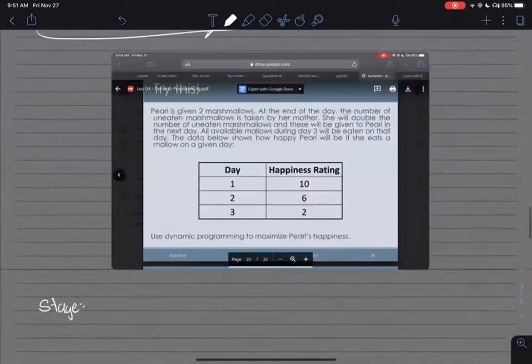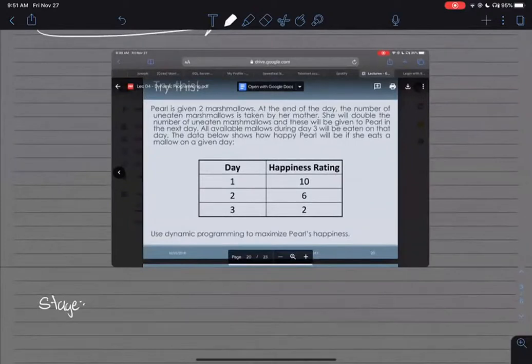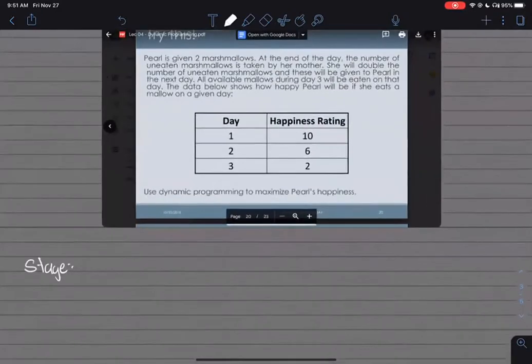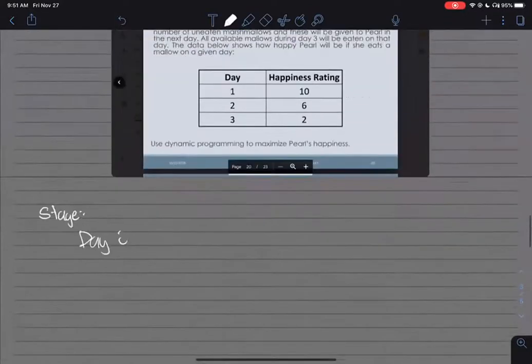Elisha? Yes. In this problem and the second problem, every when do you make a decision? Every day. Every day. Yeah. So our stage will be day I. We make a decision every day, so our stage will be day I.